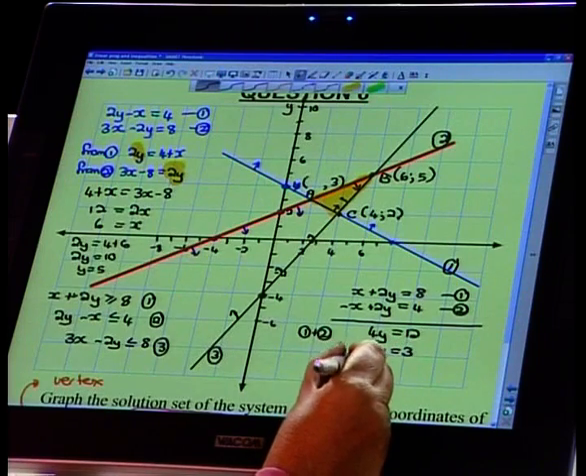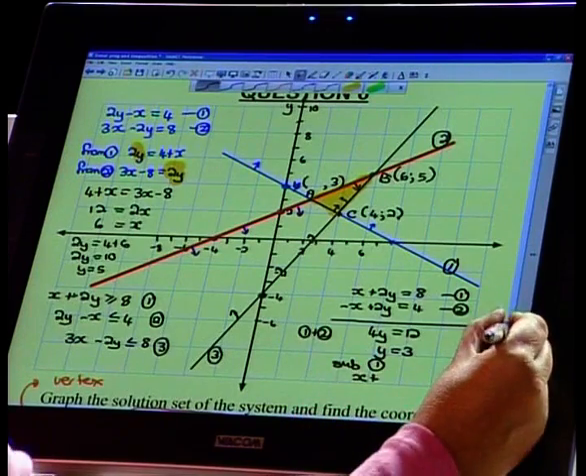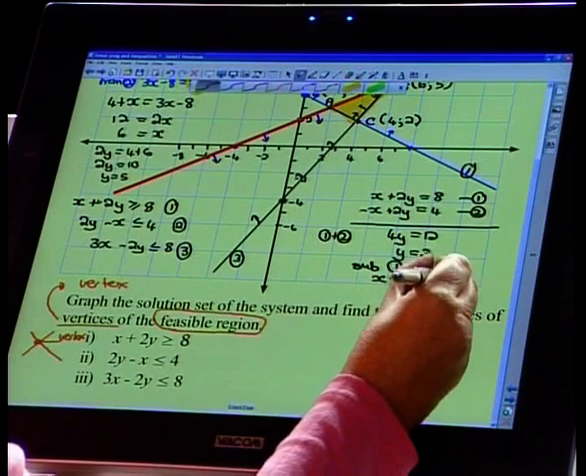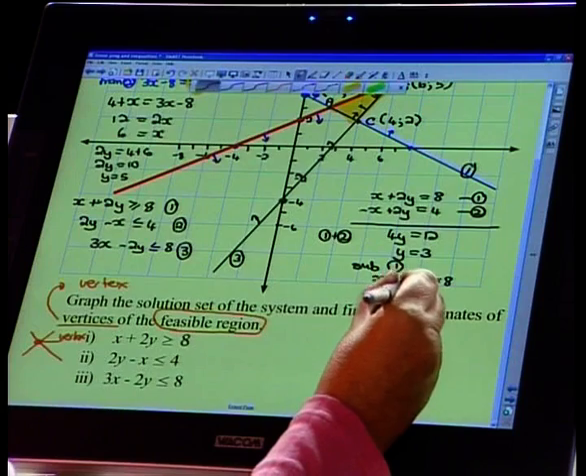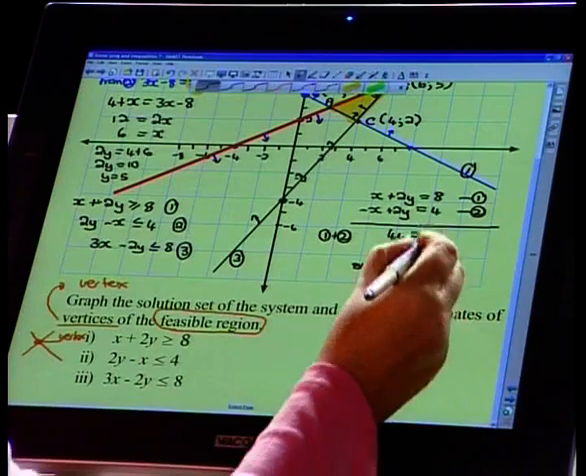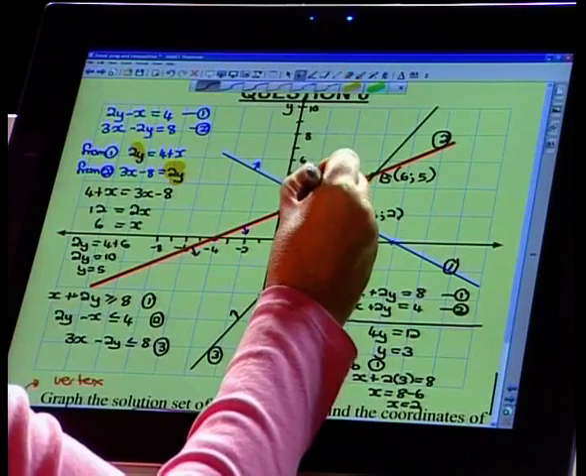And now we can sub into either equation. So let's go into 1. So x plus, so let's just take this up a bit, x plus 2 times 3 is equal to 8. So x is equal to 8 minus 6. So x is equal to 2. So that means this coordinate for A is 2, 3.